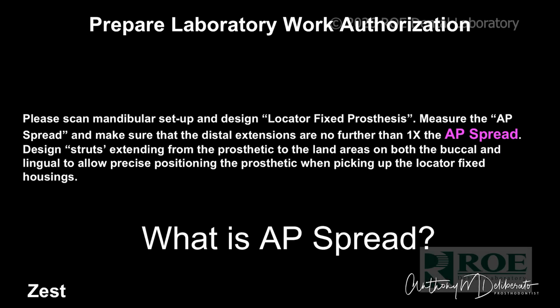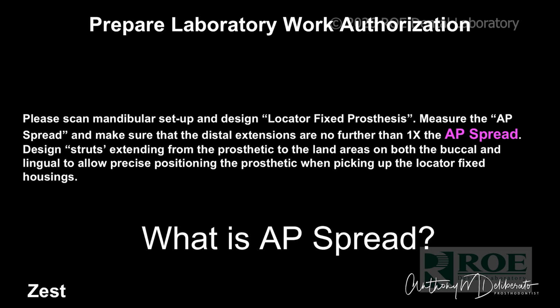Because we have lab technicians here, this might be a little tedious, but I want to cover all the steps to do these prostheses. So I'm going to read the lab slips, and then you'll see it correlate when I show the picture. I asked the lab to please scan the mandibular setup and design a locator fixed prosthesis. Measure the AP spread and make sure that the distal extensions are no further than 1 times the AP spread.